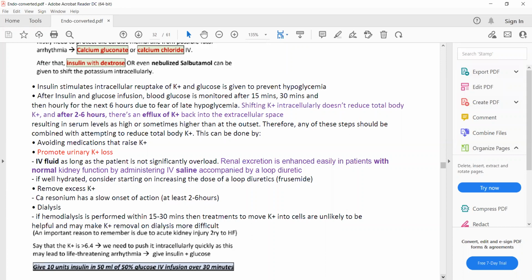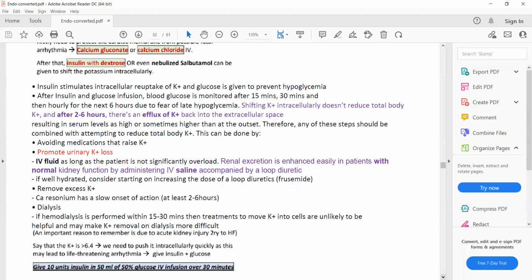So this was all about the stepwise management of hyperkalemia. What if the patient presents with hyperkalemia and ECG changes, and he is having oliguria or anuria? Then hemodialysis will be the best step in the management of such a patient.